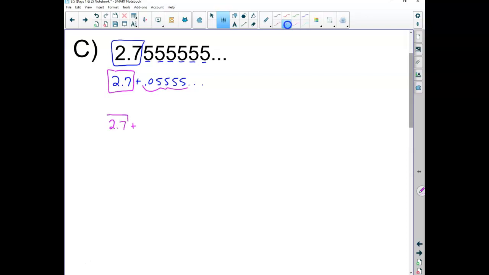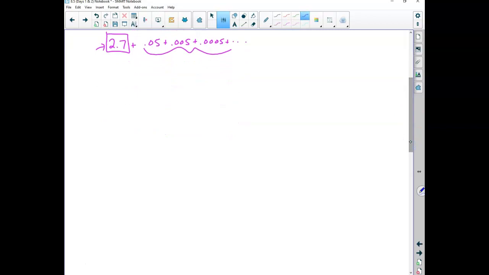This is not my first term. This is going to get added to the end, where my first term is 0.05 plus 0.005 plus 0.0005 plus, and that keeps going on. What do I see? I see I add a 0 each time. So this is the sum that I want to see. That's my series. This 2.7 is added on after, okay? So I need to find the sum of that portion of it.